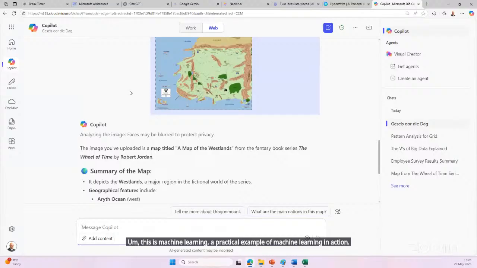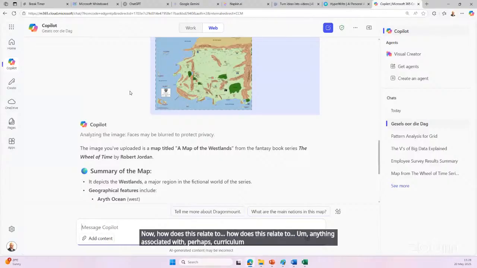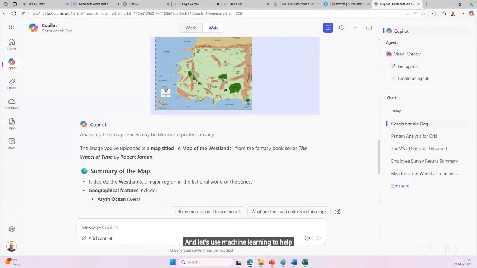Now, how does this relate to anything associated with perhaps curriculum development or education? Let's take it a step further, and let's use machine learning to help us answer a question. Or at least I hope to get it to answer a question for me.